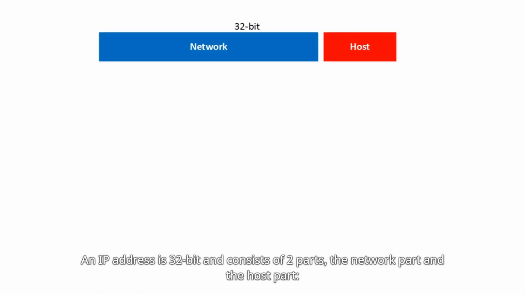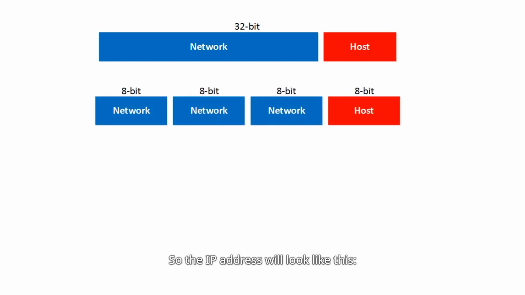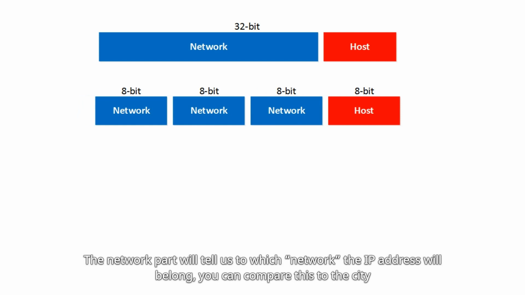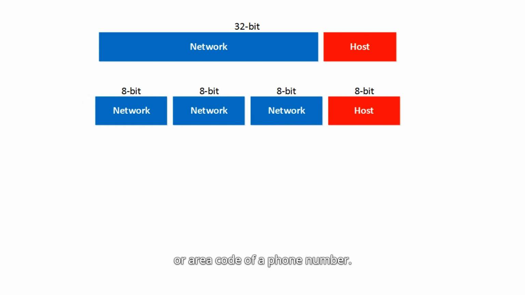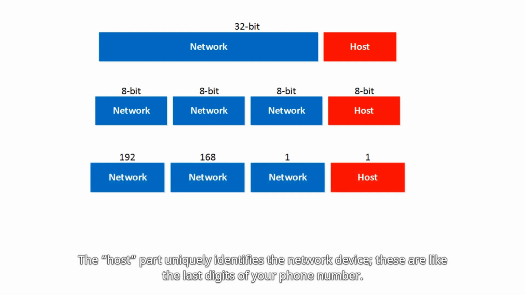An IP address is 32-bit and consists of two parts, the network part and the host part. The IP address is 32-bit, but we write it down in 4 blocks of 8 bits. 8 bits is what we call a byte. So the IP address will look like this. The network part will tell us to which network the IP address belongs. You can compare this to the city or area code of a phone number. The host part uniquely identifies the network device. These are like the last digits of your phone number.